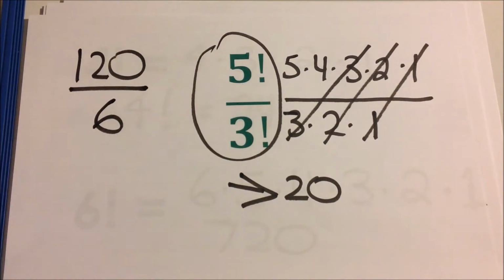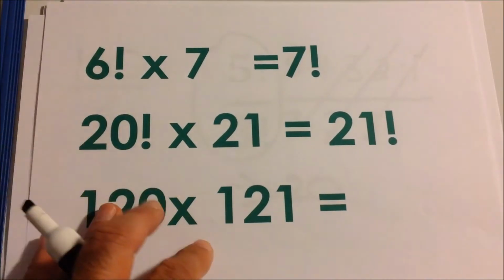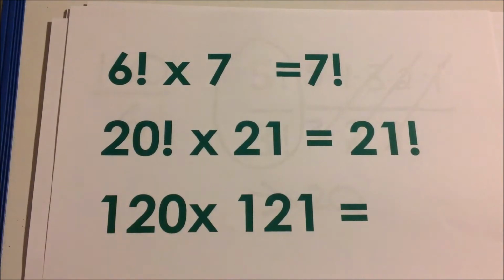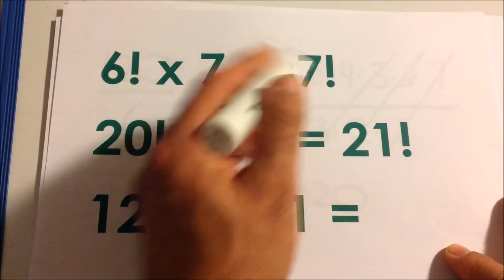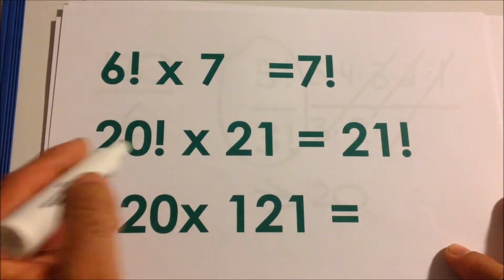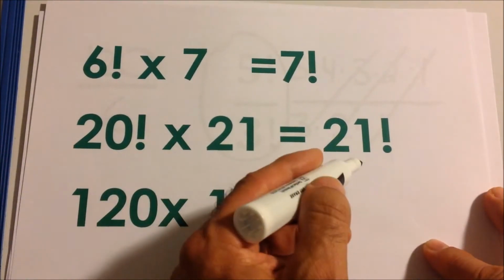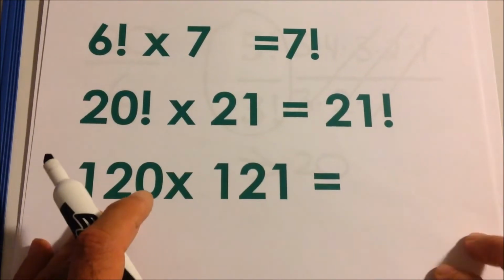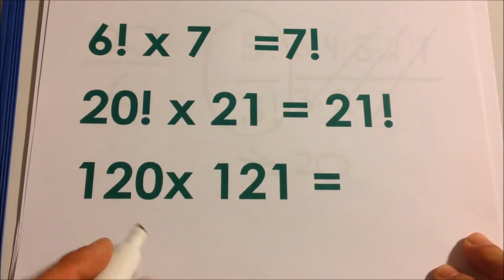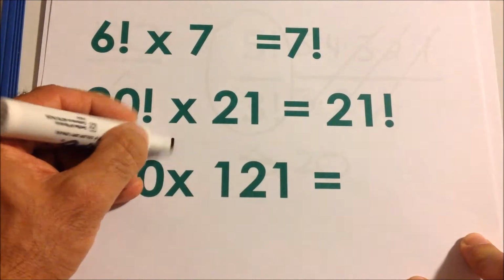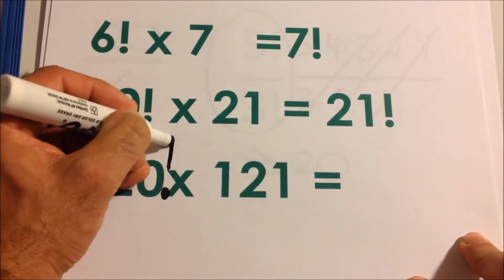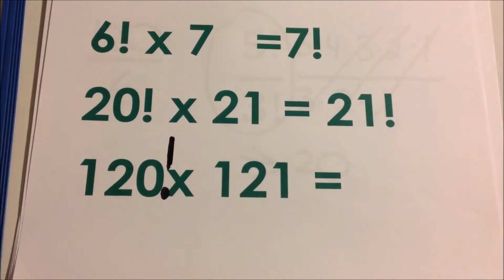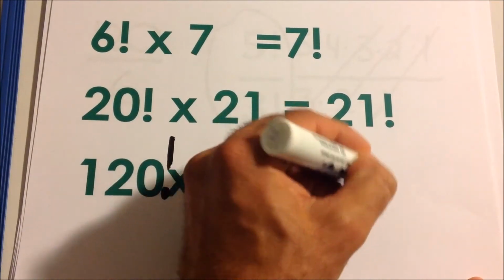Sometimes you'll come across things that look like this. 6 factorial times 7. Well, 6 factorial times 7 is just 7 factorial. 20 factorial times 21 is just 21 factorial. So what do you think this one is? 120 factorial times 121. What would be that answer? Well, just like the others, it would be 121 factorial.